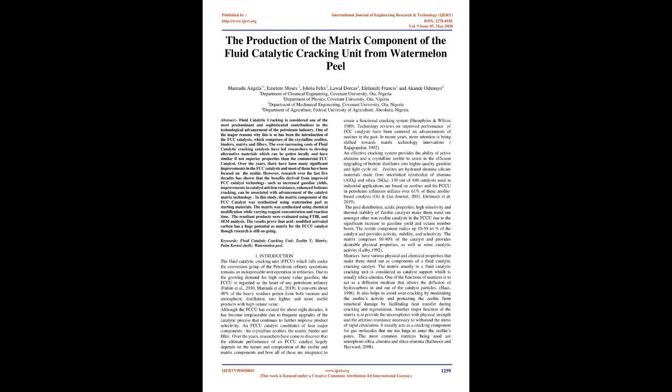Although the FCCU has existed for about 8 decades, it has become irreplaceable due to frequent upgrades of the catalytic process that continue to further improve product selectivity. An FCCU catalyst constitutes 4 major components: the crystalline zeolites, the matrix, binder, and filler. Over the years, researchers have come to discover that the ultimate performance of an FCCU catalyst largely depends on the nature and composition of the zeolite and matrix components and how all of these are integrated to create a functional cracking system (Humphreys and Wilcox, 1989).